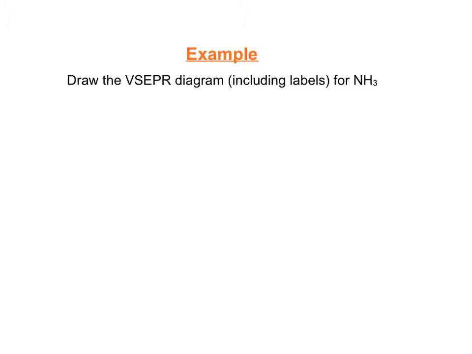Next, we're going to draw the VSEPR diagram for NH3, ammonia. When we draw ammonia, we get N with a lone pair to 3 H's. With this, we have 1 lone pair and 3 bonded atoms, giving us the trigonal pyramidal shape.